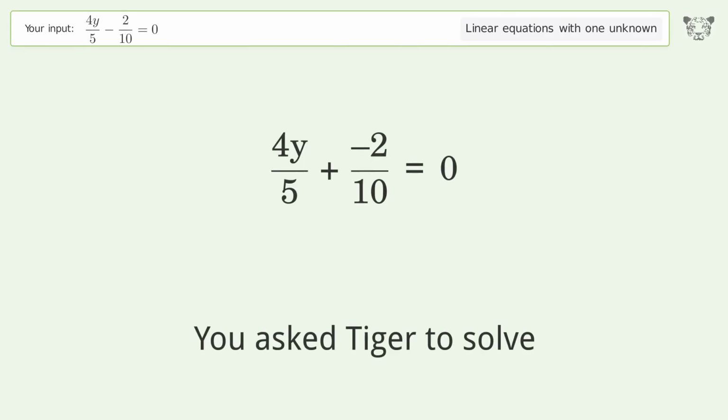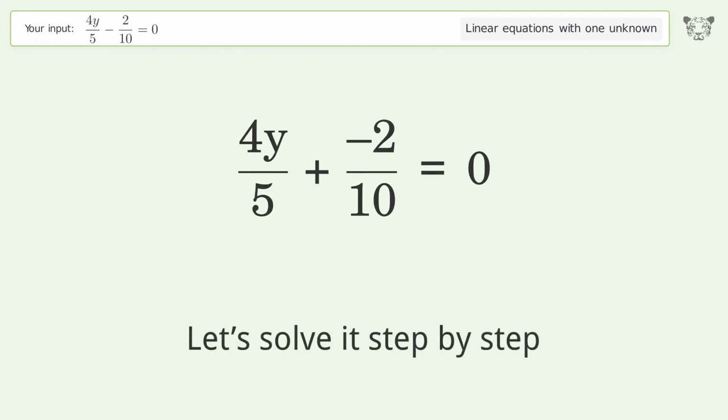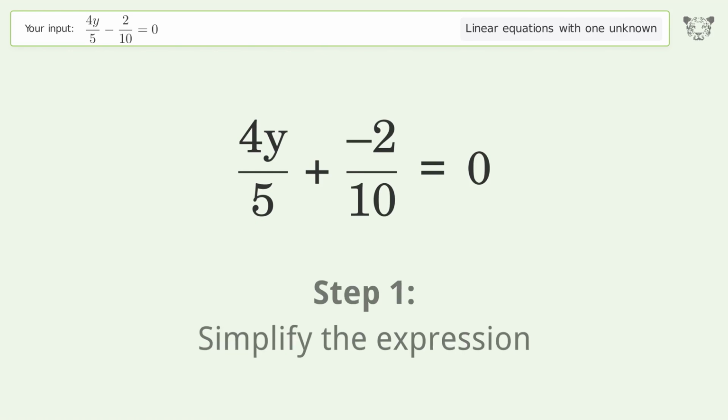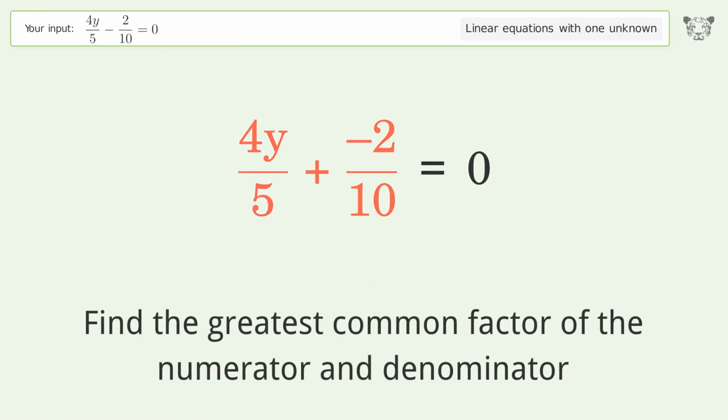You ask Tiger to solve. This deals with linear equations with one unknown. The final result is y equals 1 over 4. Let's solve it step by step. Simplify the expression. Find the greatest common factor of the numerator and denominator.